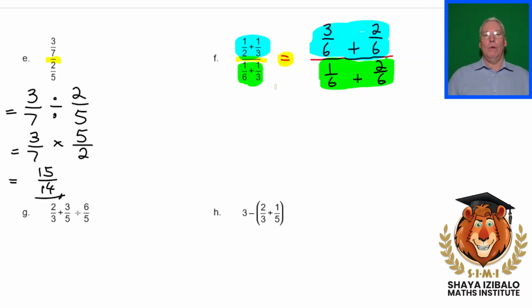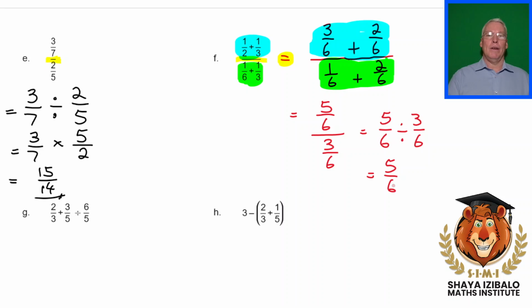These fractions are equal. Now, the top one is 5/6. When you add 3/6 and 2/6, you get 5/6. The bottom one is 3/6. Now we've got a fraction divided by a fraction. It's going to be much easier to do this if we write it like this: 5/6 divided by 3/6. How do we divide fractions? We know that. We turn the second one over and we change the sign to a times. So that 3/6 becomes 6/3.